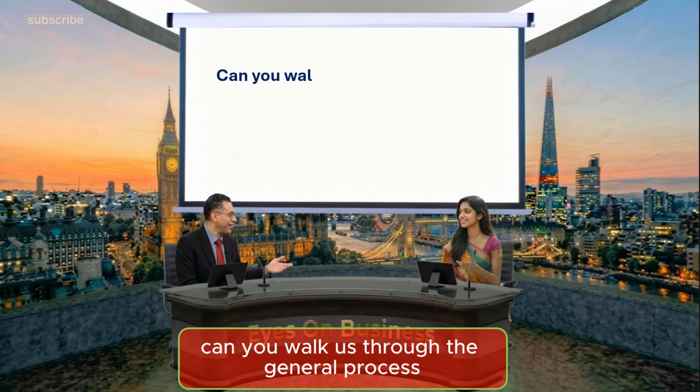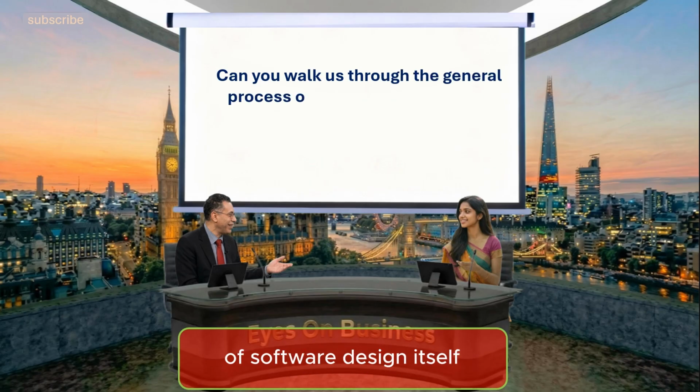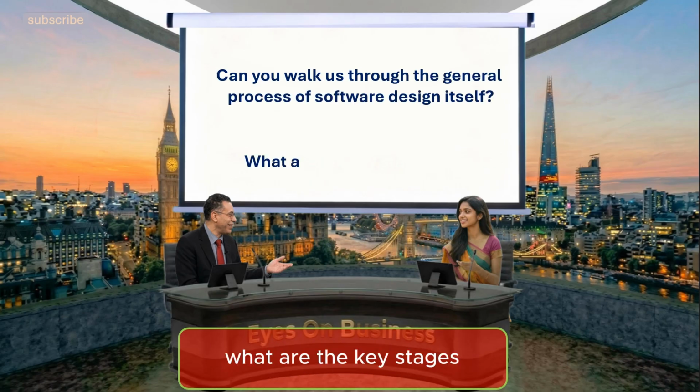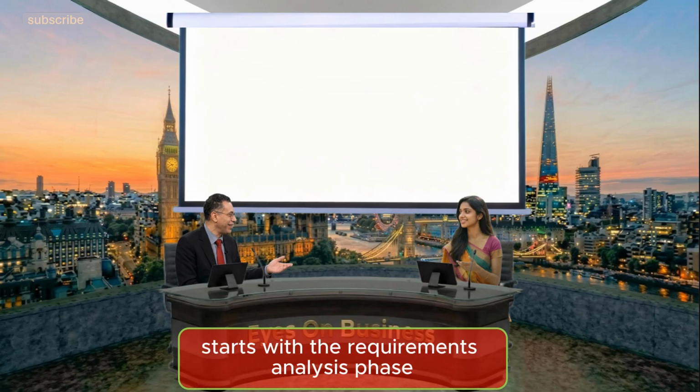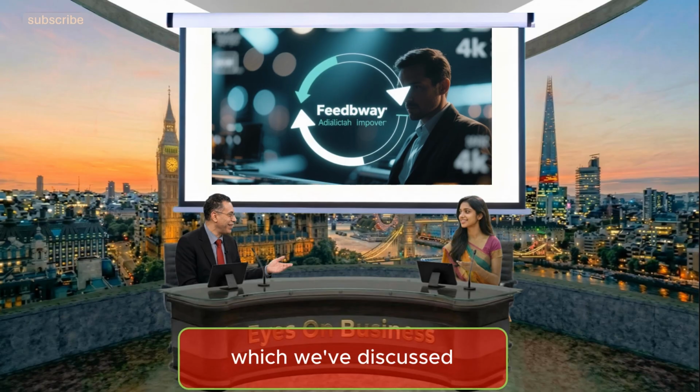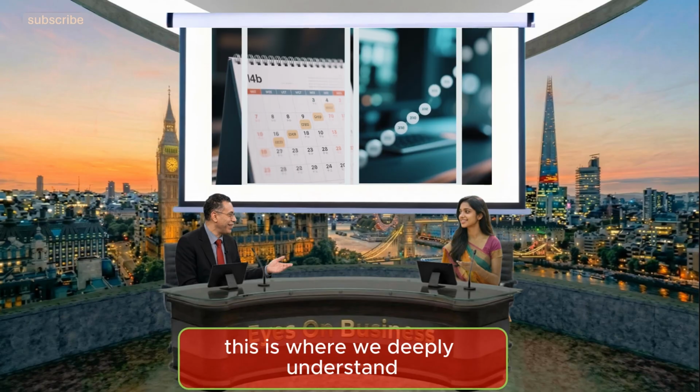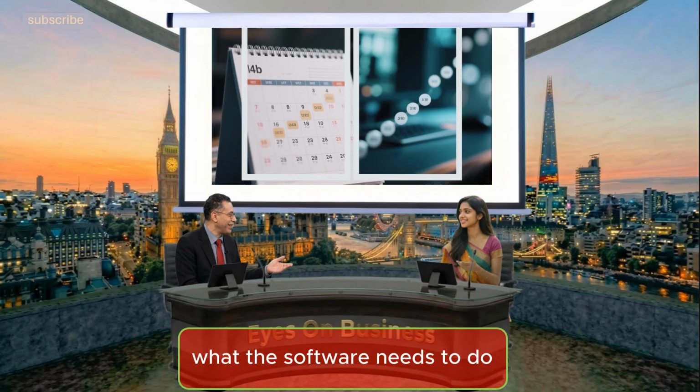Can you walk us through the general process of software design itself? What are the key stages from an idea to a finalized design? Absolutely. The process typically starts with the requirements analysis phase, which we've discussed. This is where we deeply understand what the software needs to do.